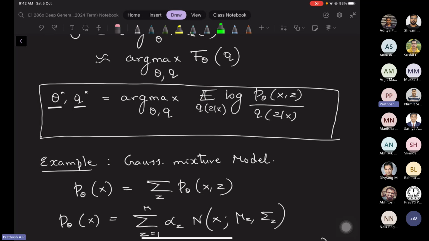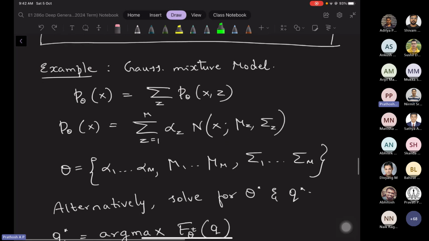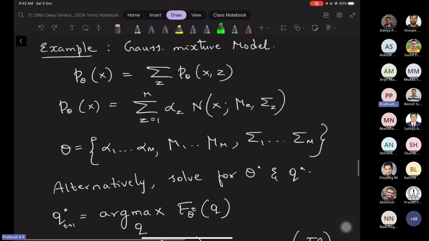So this broad philosophy of what we are doing is clear, I suppose. Now we took an example after that in the last class, which is a Gaussian mixture model. Gaussian mixture model is a latent variable model. Okay, it's a proper latent variable model where p theta is given by the marginal over the joint distribution of x and z, right? And this is the definition of a GMM.